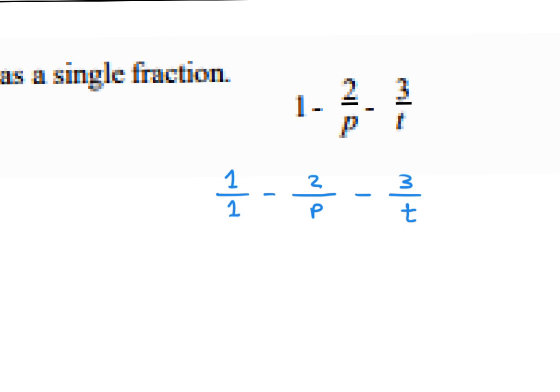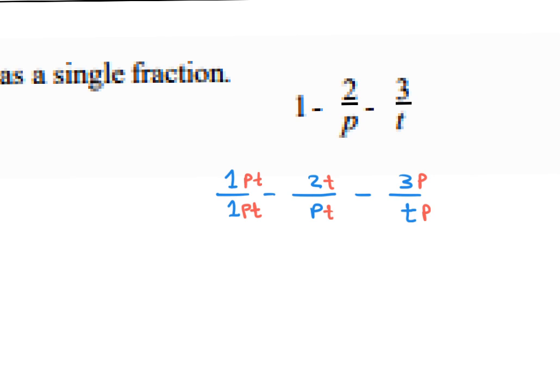So you can multiply 1 by bt and multiply the numerator as well by bt. Then for the second fraction, we need more t. So multiply the numerator and denominator by t. For the last fraction, multiply the denominator by b, then multiply the numerator as well by b.